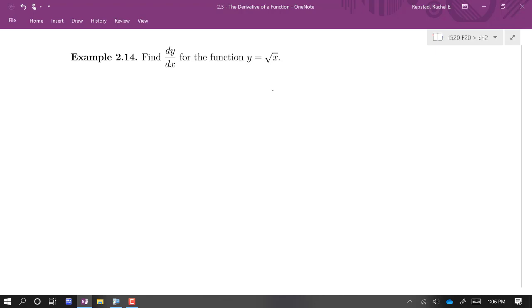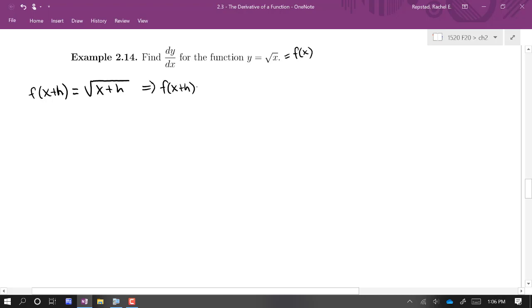So let's set this up. Here's our f of x function. Our y is our f of x. So f of x plus h means replace x with x plus h. This is the square root of x plus h. And that means that f of x plus h minus f of x is equal to the square root of x plus h minus the square root of x.